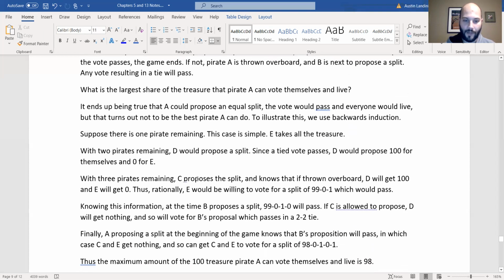What about then if there were 3 pirates left? Here's where things start to get a little bit interesting as far as the logic goes. So with 3 pirates remaining, now it's C proposing the split. And C knows that if they're thrown overboard, D is going to get all the treasure. So in that case, E would be willing to vote for a split where E gets 1 treasure and C takes the rest. Right? E is going to vote for this because they know if it reaches the next stage, E gets 0 treasure. So C votes for this, E votes for this, it passes.